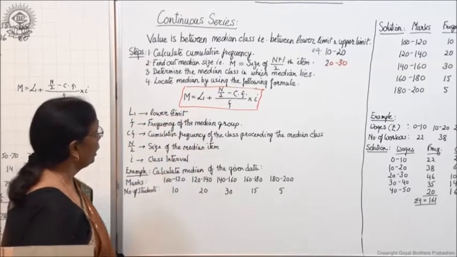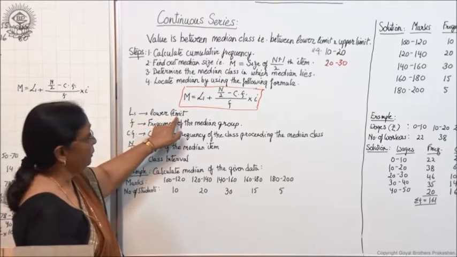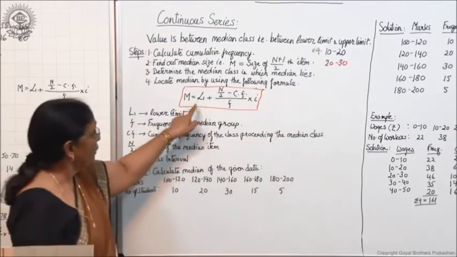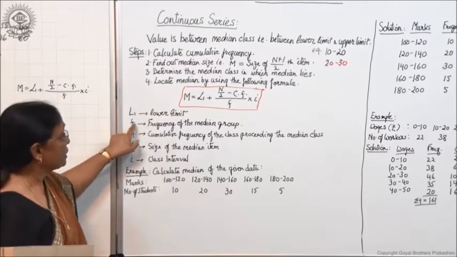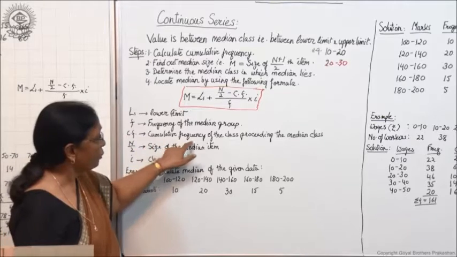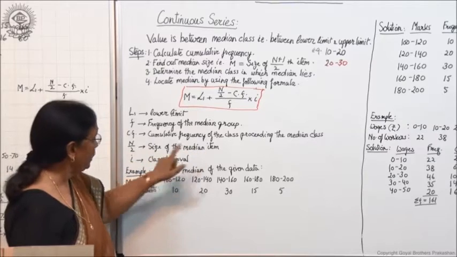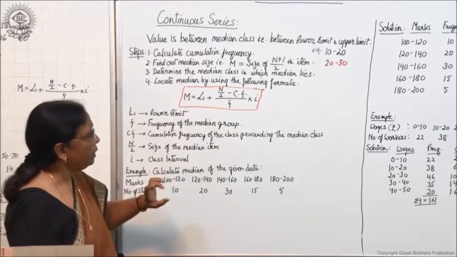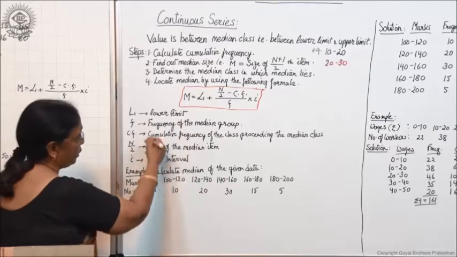Now here in this formula, M stands for median, L1 is the lower limit. Lower limit means, as I told you, this is the lower limit, this is the upper limit. So L1 stands for the lower limit of the median class. F is the frequency of the median group. CF is the cumulative frequency of the class preceding the median class. N upon 2 is the size of the median item. I is the class interval. These are the symbols. The explanation is given here, but this will be clear to you when you take the example. Then you will understand what it means.